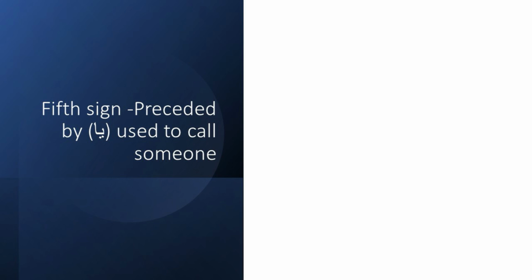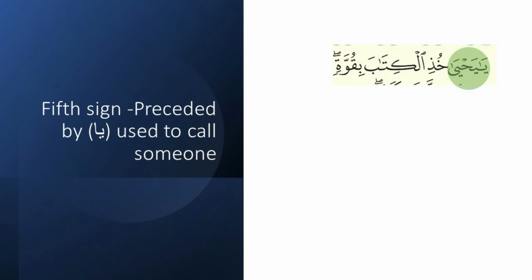Last but not least, the fifth sign or indicator is that the word has a ya before it, the ya that we use to call someone, like Ya Ahmed, right? So let's take an example. As you can see in front of you, Ya Yahya khudhi al-kitaba biquwwah. Ya Yahya. Yahya is a noun because there is a ya before it. And if you look, it is actually ya and there is a small alif. So it is ya Yahya.